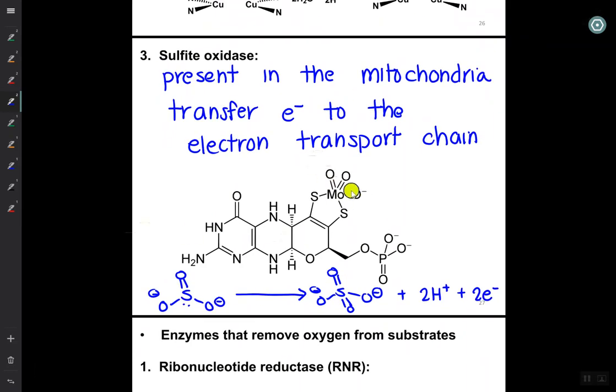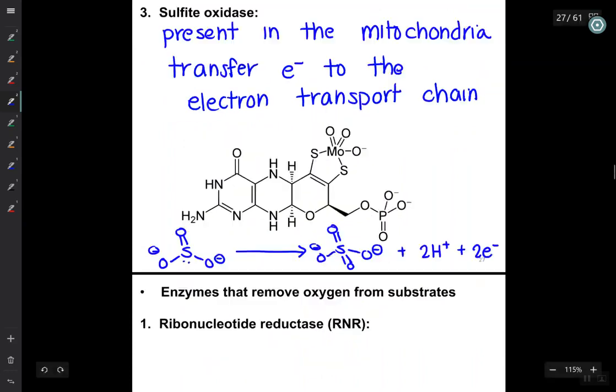So this molecule has this kind of really interesting looking ligand with 2 sulfur groups and a couple oxygen atoms, but this is the cofactor that's doing the oxidation. Basically, one of these oxygen atoms is being added over.